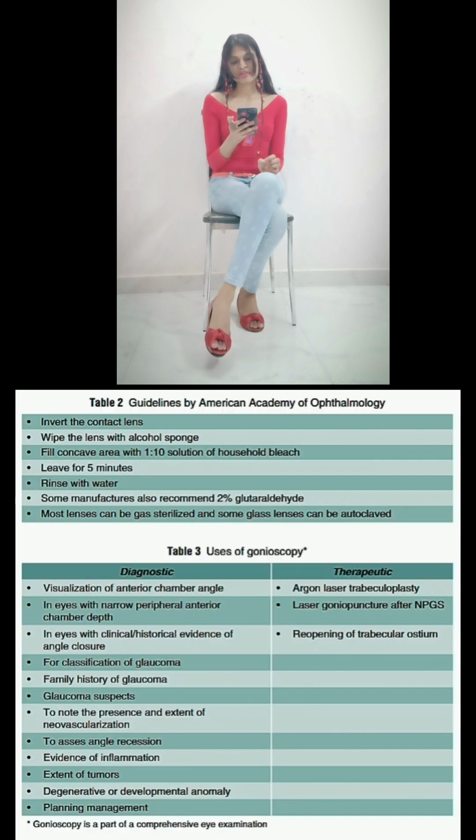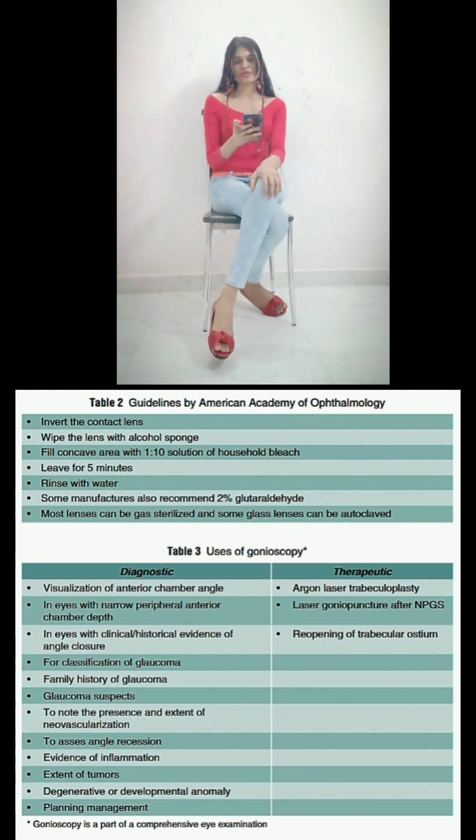Table 2, guidelines by the American Academy of Ophthalmology to disinfect the gonioscopic lenses. Invert the contact lens. Wipe the lens with an alcohol sponge. Fill the concave area with a 1:10 solution of household bleach. Leave for 5 minutes. Rinse with water. Some manufacturers also recommend 2% glutaraldehyde. Most lenses can be gas sterilized, and some glass lenses can be autoclaved. Usually the lens comes with a paper manual, and on that the sterilization procedure for each kind of lens is given, so we have to follow that.